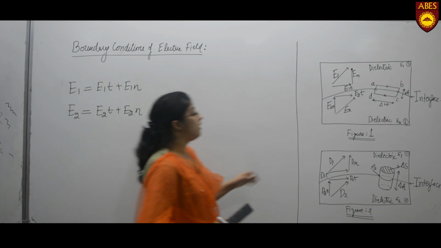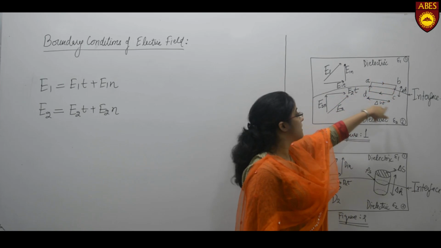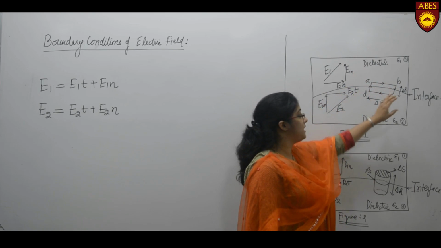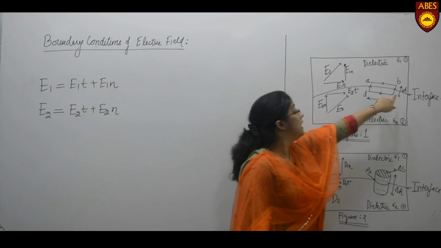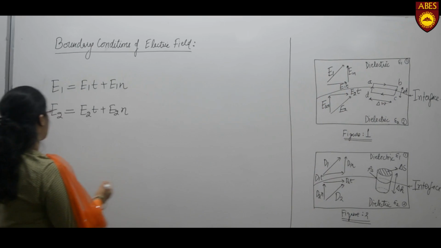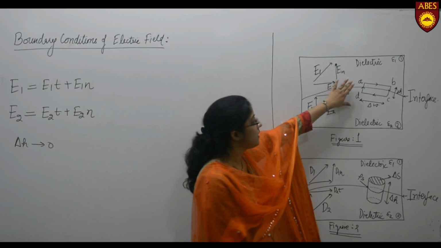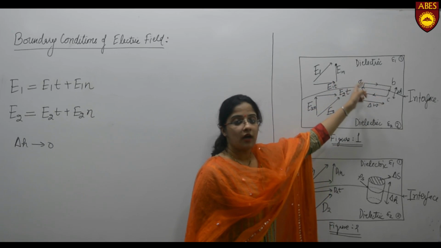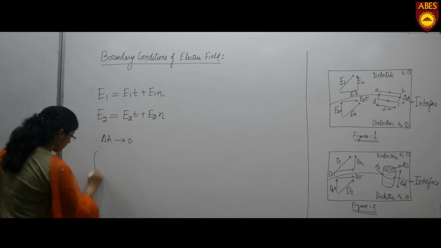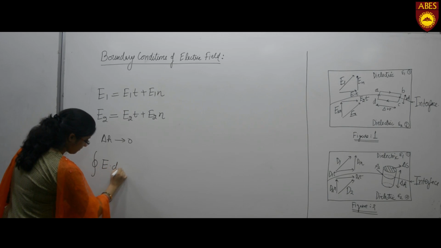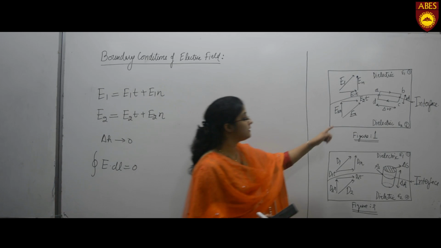Now for determining the boundary conditions, a very small closed path is considered at the interface, with a breadth of del W and a height of del H. Here del H is considered to be very small, so I can write del H tends to 0. Now for calculating the boundary conditions for this path, I have to apply the first Maxwell equation, which I have already told you, to this path A, B, C, D.